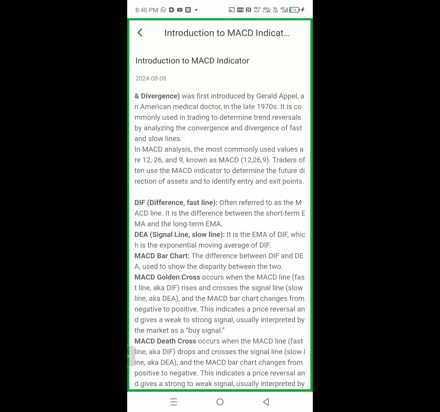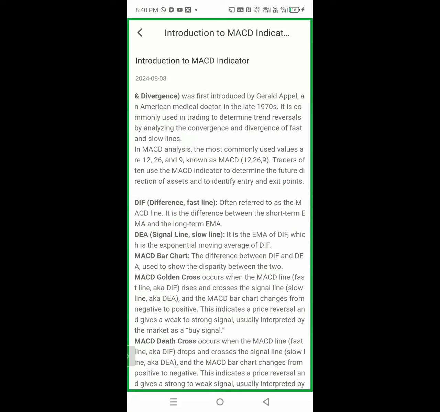So the slow line is the EMA of the DIF, the exponential moving average. I will show you the two lines. The fast line, the yellow line, is the one that does the crossing. The DEA is the signal line, the slow line, the one that the DIF will be crossing. Either crossing from down, it's called the golden cross, or if it crosses from up, it's called the death cross.